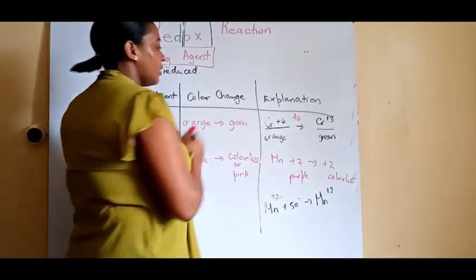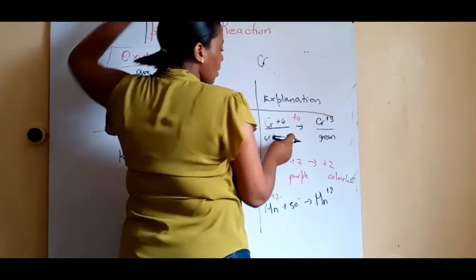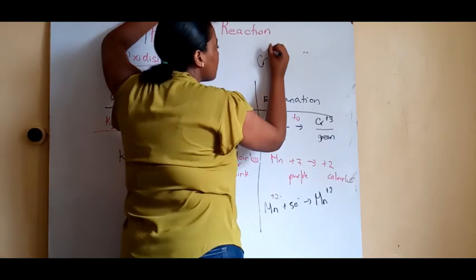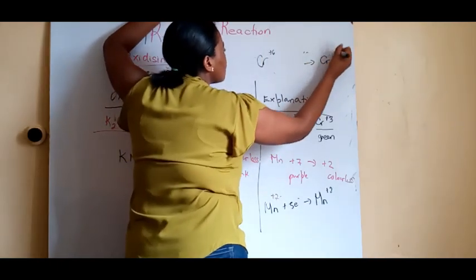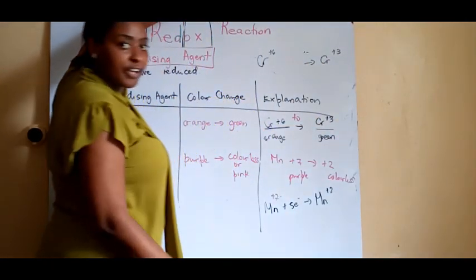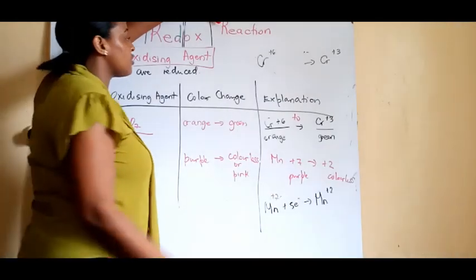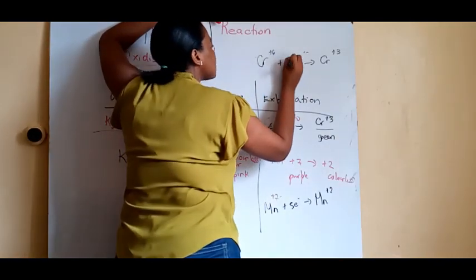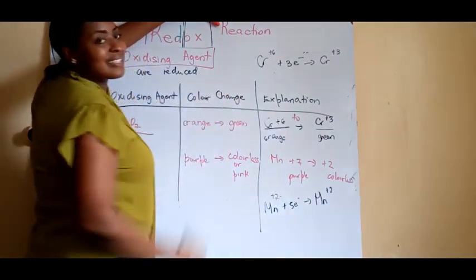Let's look at this one, the dichromate. Dichromate, we said earlier, moves from +6 and it goes to form Cr +3. In order for that to happen, it must gain electrons, because reduction is gaining electrons. It's going to gain 3 electrons, so that's the half equation.